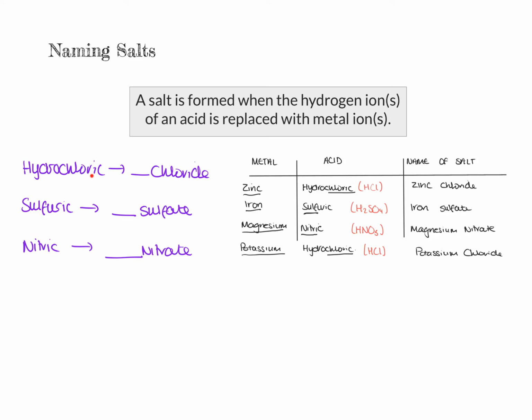So hydrochloric acid and zinc would give you zinc chloride. Sulfuric acid and zinc would give you zinc sulfate. Nitric acid and zinc would give you zinc nitrate. So if you want to remember that part, written in purple, that will help you to name all of the salts. Now we can go back to our word equation. We now know how to name salt. We can fill that in and have a look at a few more examples.